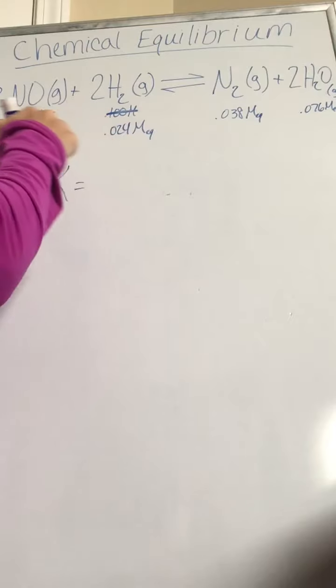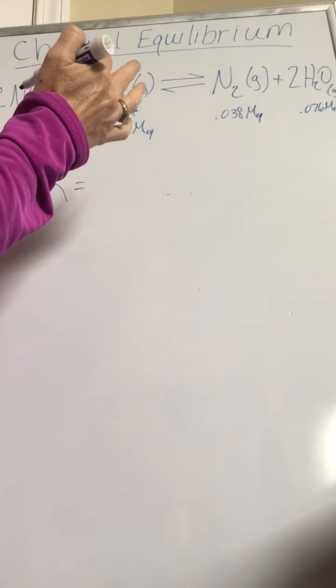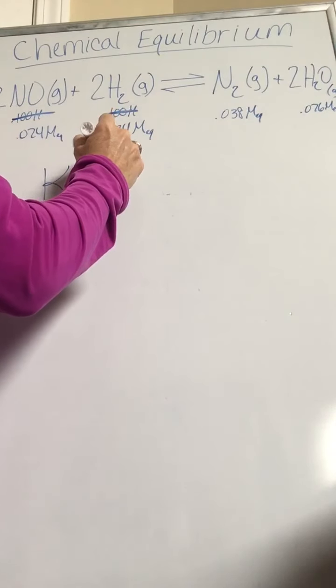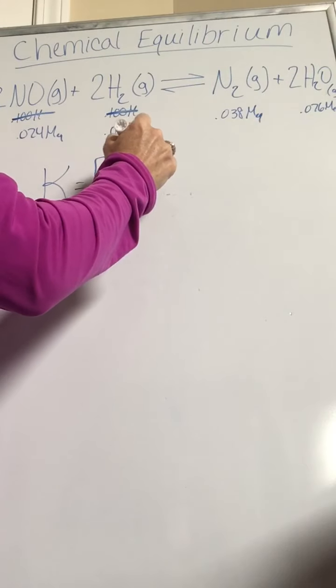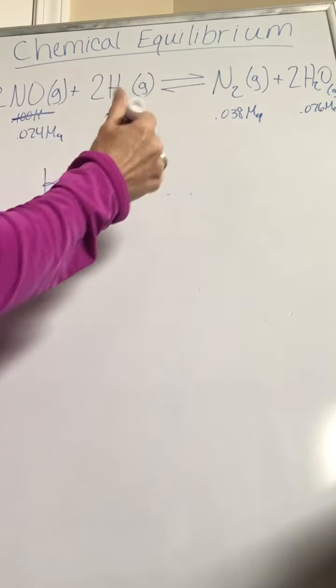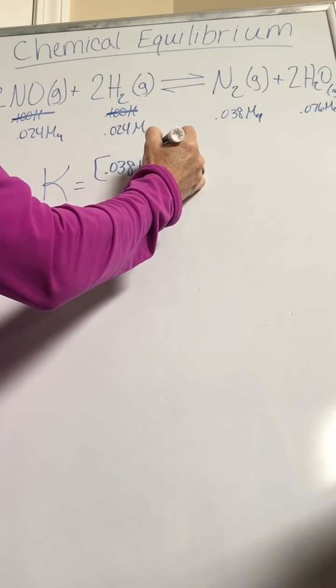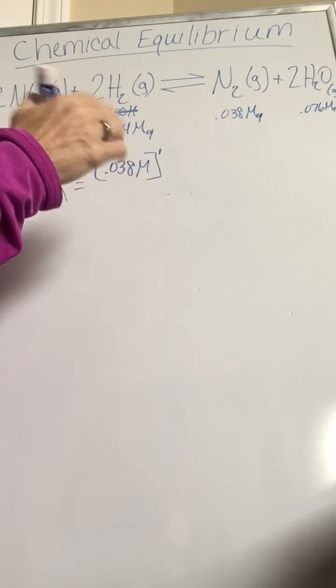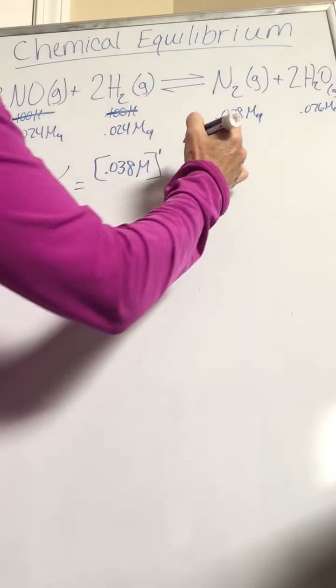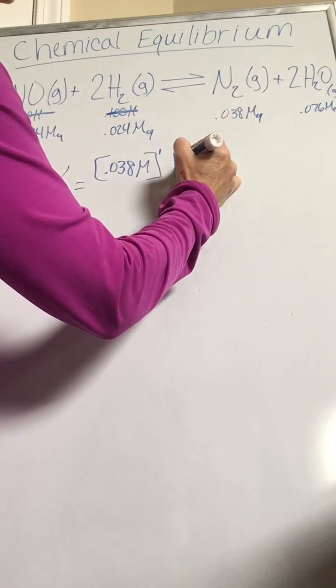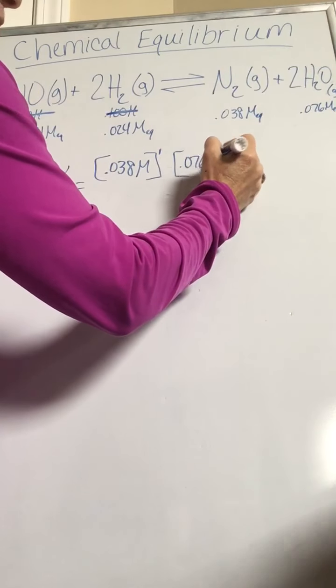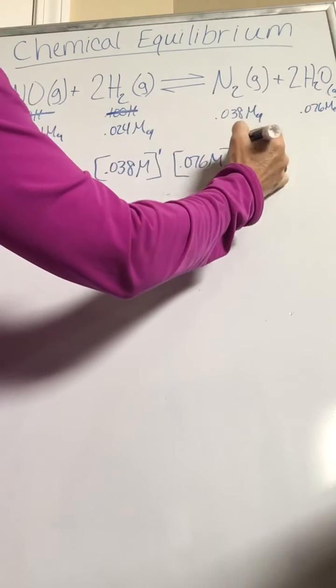All right, so remember our equation: we start with the products on the top, right? So we have 0.038 molar, and there's assumed to be a 1 in front of the N2, so that's just going to be 1. You don't have to write 1, but I'm just writing it to show that we have 1. And then it's going to be multiplied by 0.076 molar, and there's a 2 in front of that, so that's going to be squared.